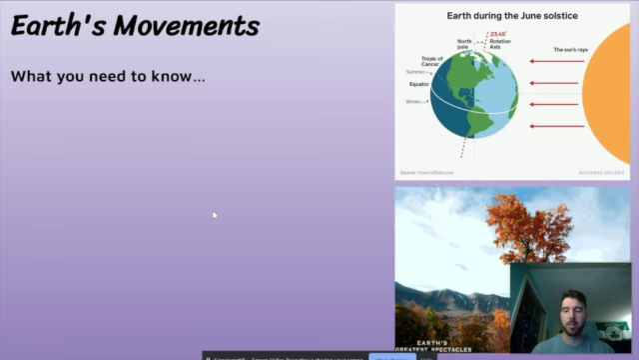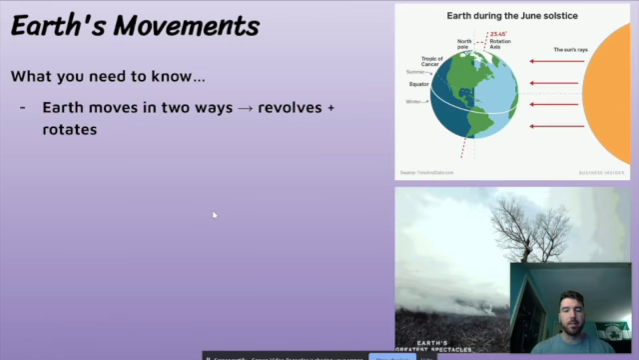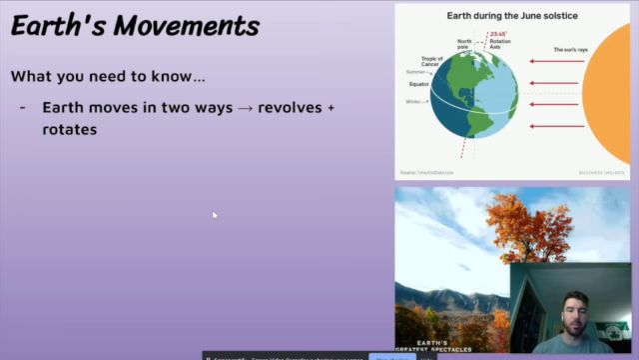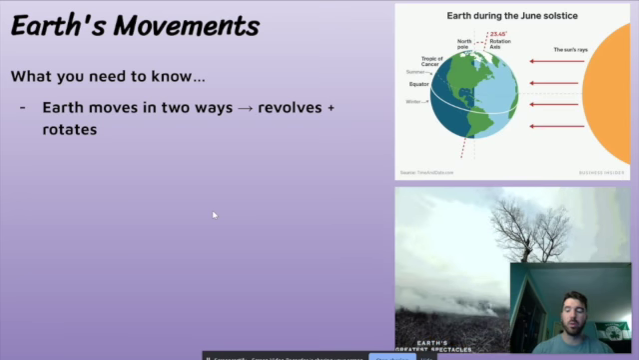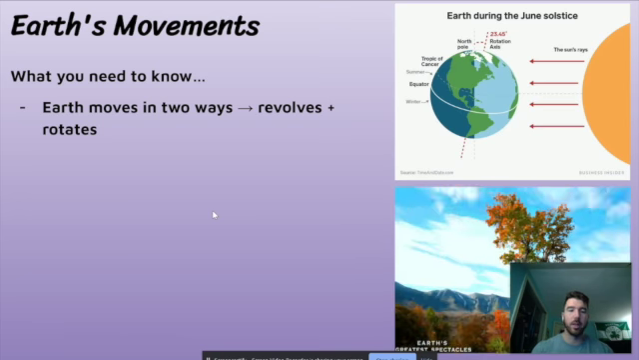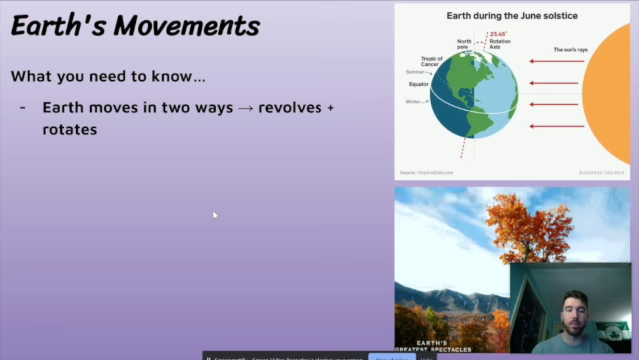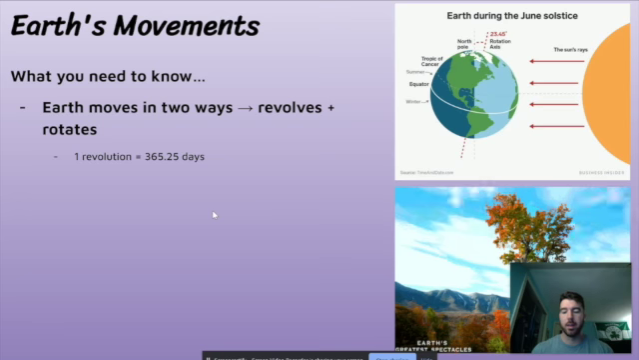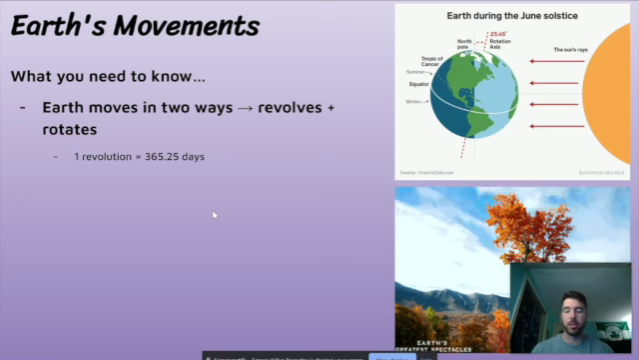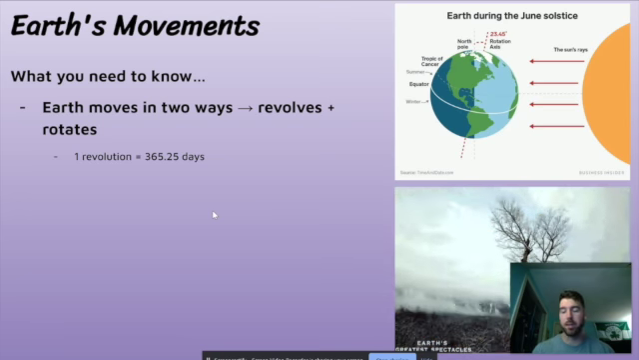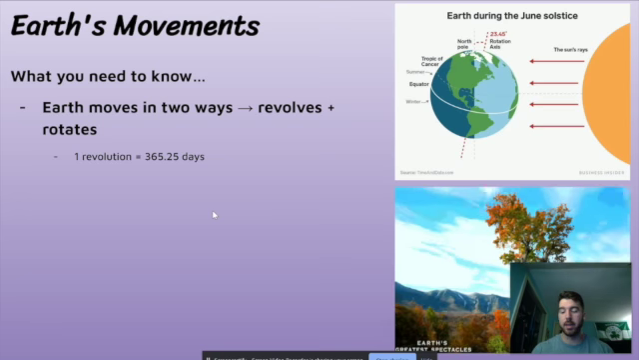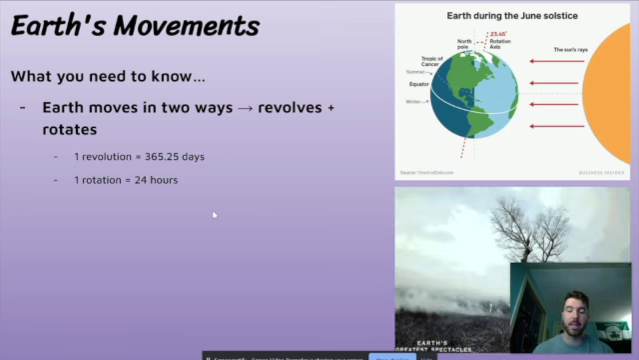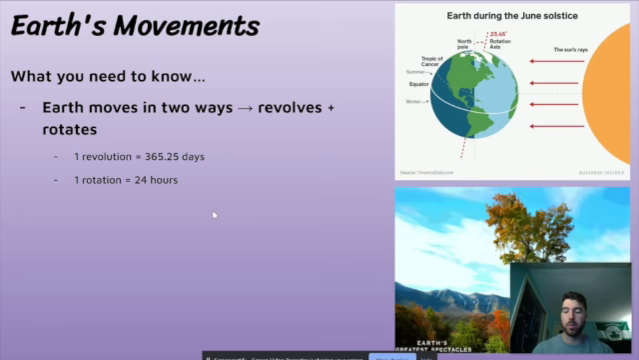So what do you need to know from this chapter? You need to know everything. It'd be great to know everything, but the bare minimum that you will need to know for this exam is how the Earth moves. So the two ways the Earth moves is it revolves and it rotates, and you need to know the length of these times. So one revolution around the sun is 365.25 days. We call that a year. And then the length of time it takes for Earth to rotate once on its axis is 24 hours. We know that as a day.